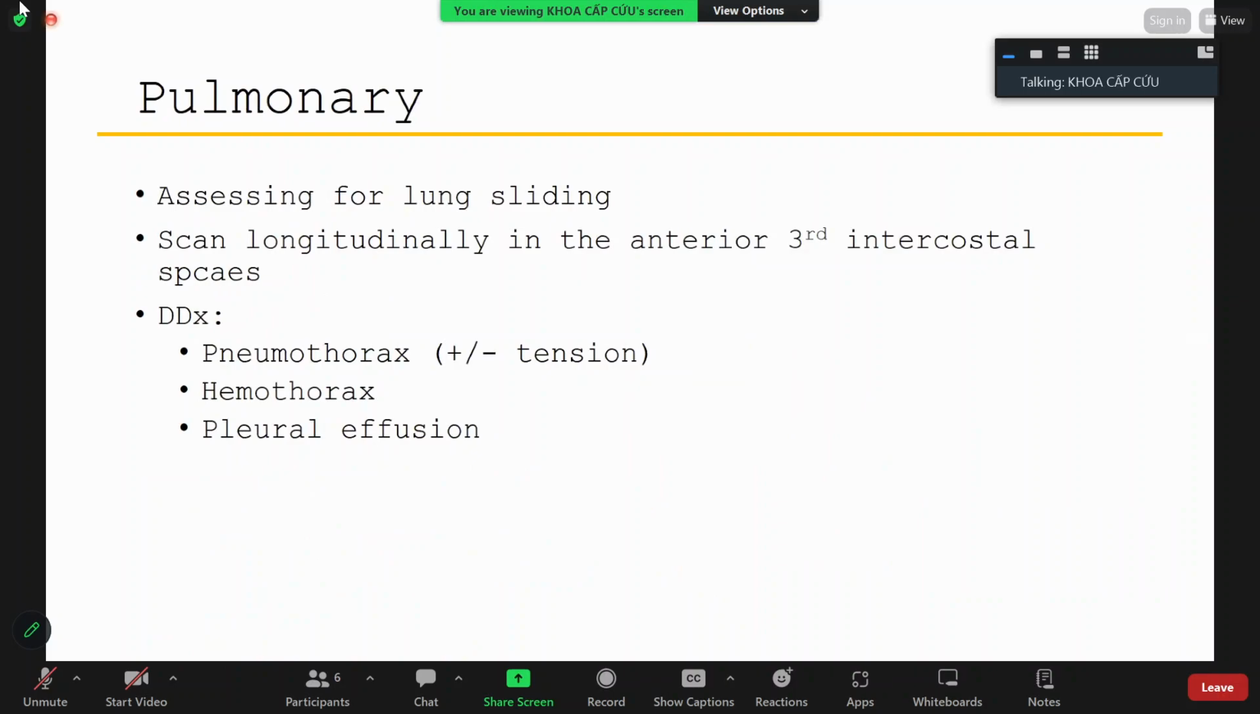And then moving on to the pulmonary exam, and this is kind of the most straightforward, in my opinion, of all of the exams. For anyone who's done lung exams, there's not too many things you're looking for. Really, the main things you can look for in a lung exam is lung sliding, and if they don't have sliding, you maybe think that patient has a pneumothorax or a hemothorax or a pleural effusion. And we can also look for B lines in our patients with heart failure if they have severe pulmonary edema.